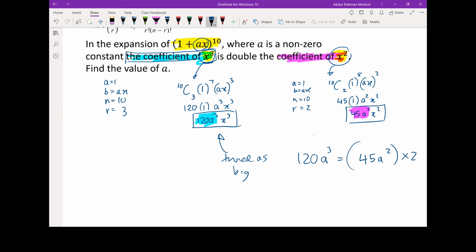Another way you might think about this is as follows. We know this to be double that. So if we did the larger one, 120a cubed, divided by the smaller one, 45a squared, then it should give us 2, because we expect the larger one to be double the other one, as they mentioned. And if you rearrange this, multiplying both sides by 45a squared, you get 120a cubed is equal to 2 lots of 45a squared. So you can see you get to the same thing. There are 2 ways of thinking about how to set up that equation.